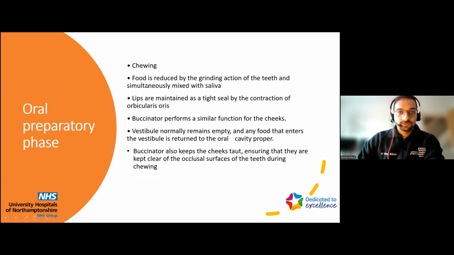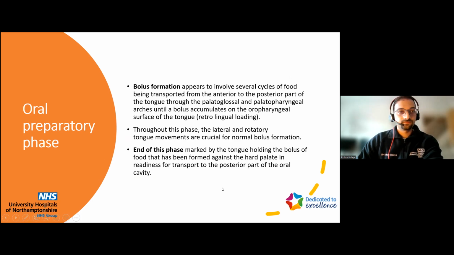Oral preparatory phase involves chewing. The food is reduced by the grinding action of the teeth. The lips maintain a tight seal. The buccinator does the same thing for the cheeks, and this prevents food entering into the vestibule. The buccinator also keeps the cheeks taut and prevents injury to the cheeks, especially while chewing. Now, this phase is very, very important. It's quite often overlooked, but there are quite a few muscles and activities involved in this preparatory phase.